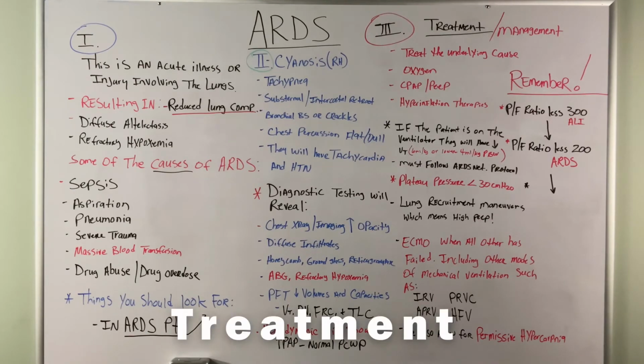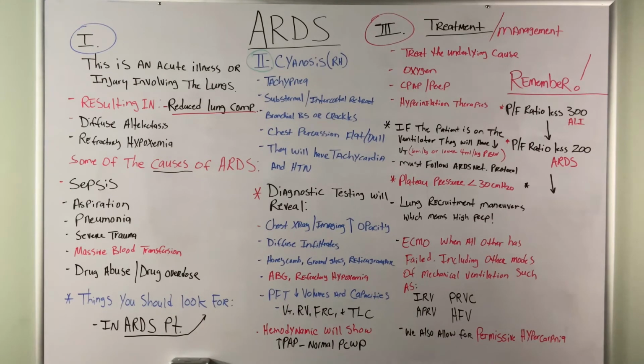For the treatment and management of the ARDS patient, the number one thing you have to do is treat the underlying cause, whether that's aspiration, a drug overdose, pneumonia, a massive blood transfusion, or severe trauma. Those are underlying causes that you will have to treat or manage. Number one, the patient will need oxygen. Another of the main problems is keeping them oxygenated. You can do that by using CPAP and PEEP.